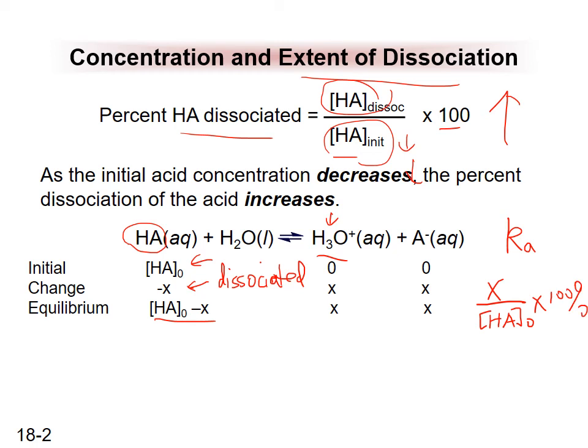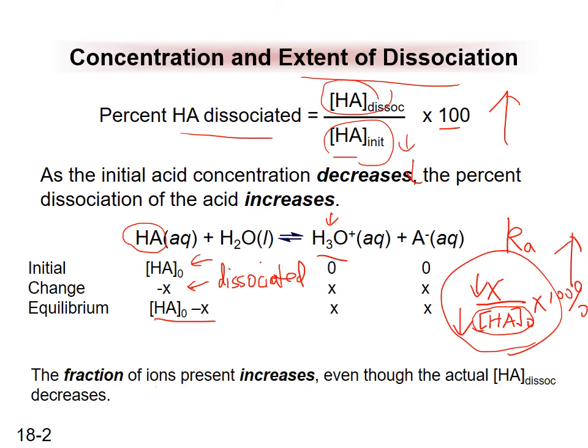Now in the next two slides, we will do some calculations to compare a concentrated acid and a dilute acid. We'll show you that when the initial concentration decreases and becomes more dilute, the X also decreases. Of course, when the initial concentration becomes smaller, you have fewer acid molecules dissociating, but the ratio actually increases. So that means the fraction of ions present increases even though the actual dissociation number decreases.